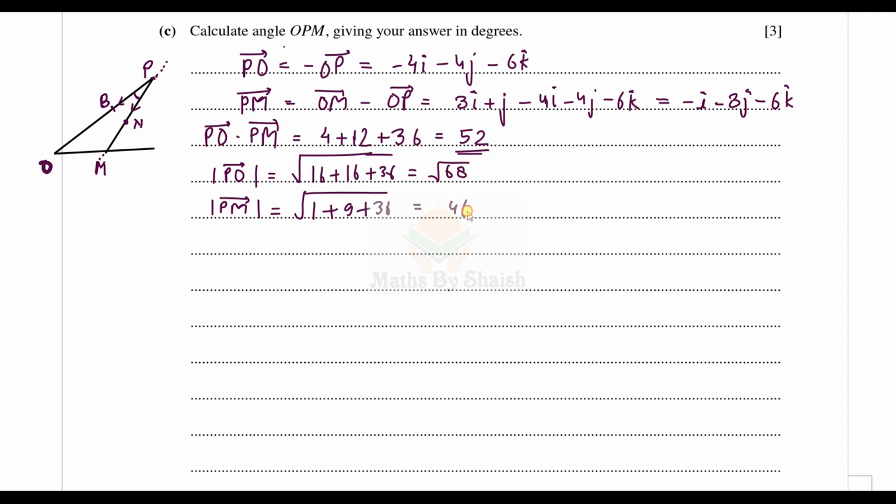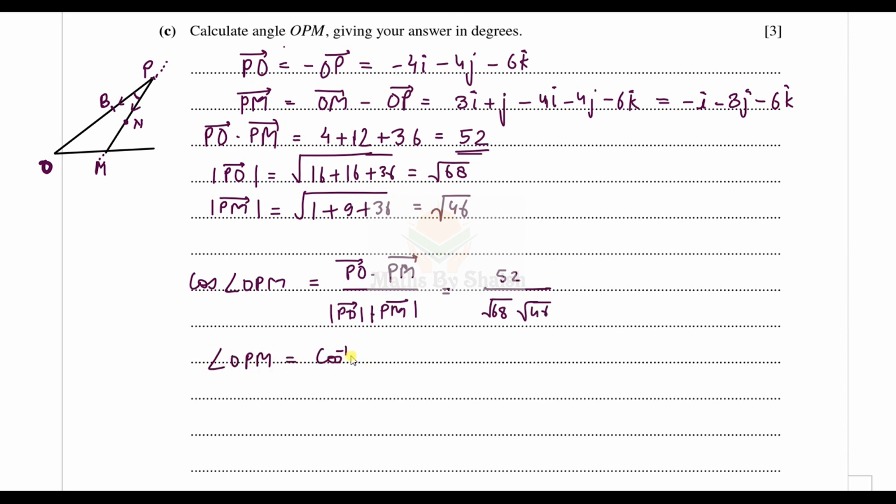Now we'll use the formula: cos of angle OPM is the dot product of PO with PM, divided by the magnitude of the respective vectors, the magnitude of this and the magnitude of this. So we have all the values: it is 52 over root 68 into root 46, and hence angle OPM is equal to cos inverse of 52 over 2 times root 782.